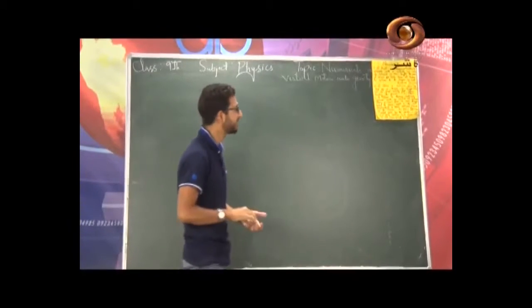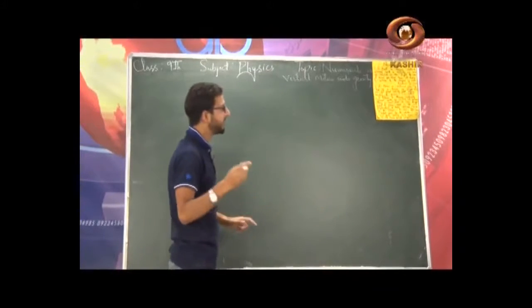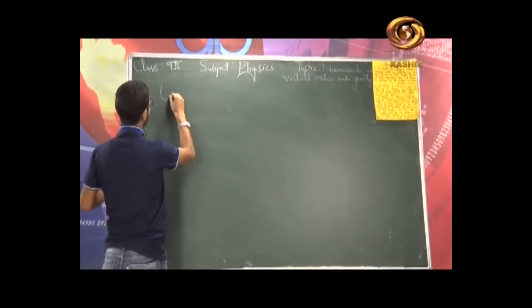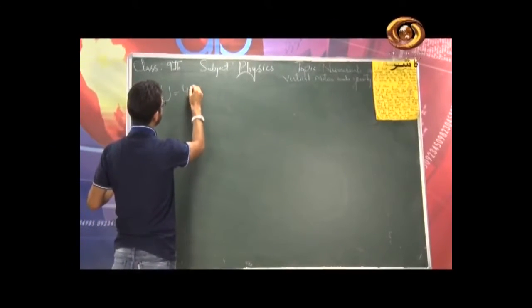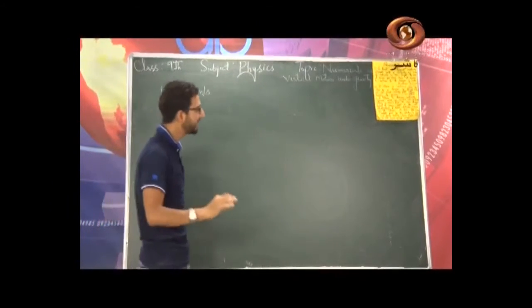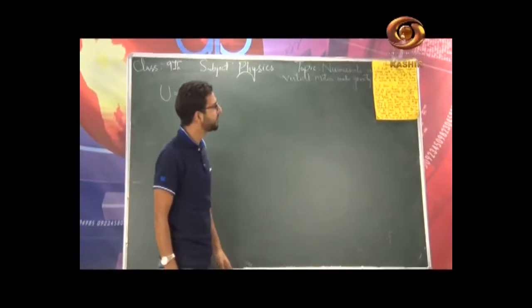Let me read question number 1 for you. A ball is thrown vertically upwards with a velocity of 49 meter per second. When a ball is thrown vertically upwards, this means that the initial velocity of the body is 49 meter per second, right? Now what we have to calculate? Number 1, calculate the maximum height to which it rises.